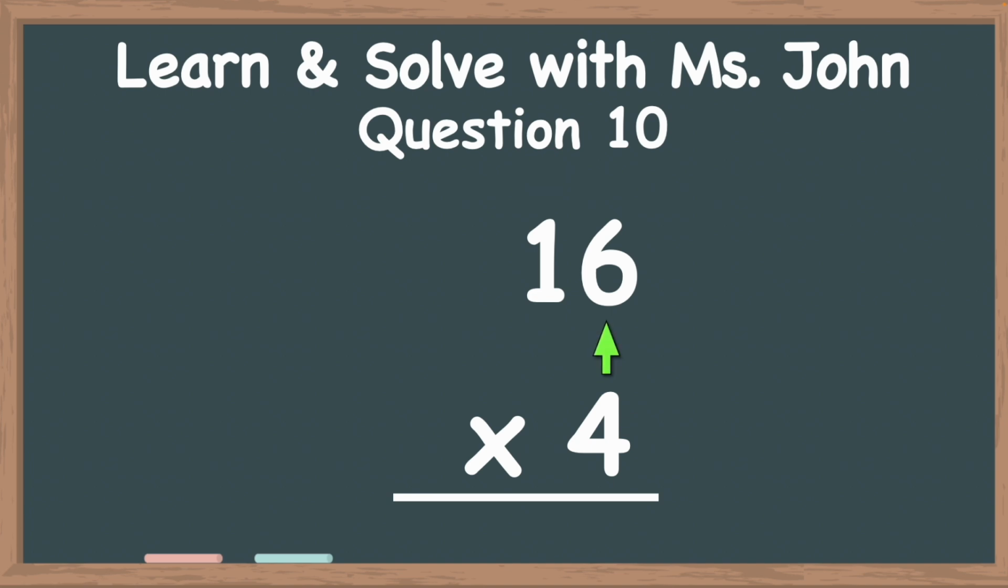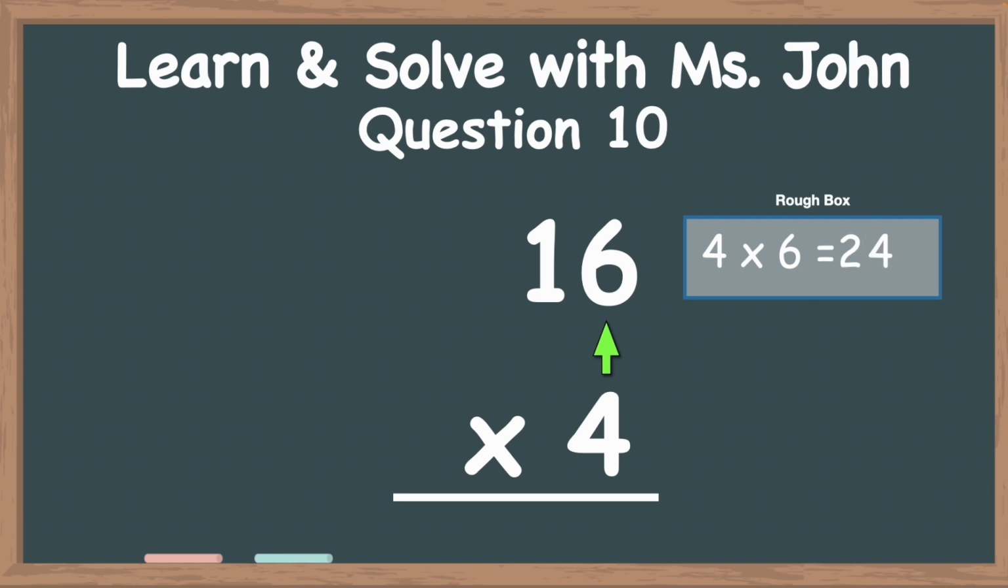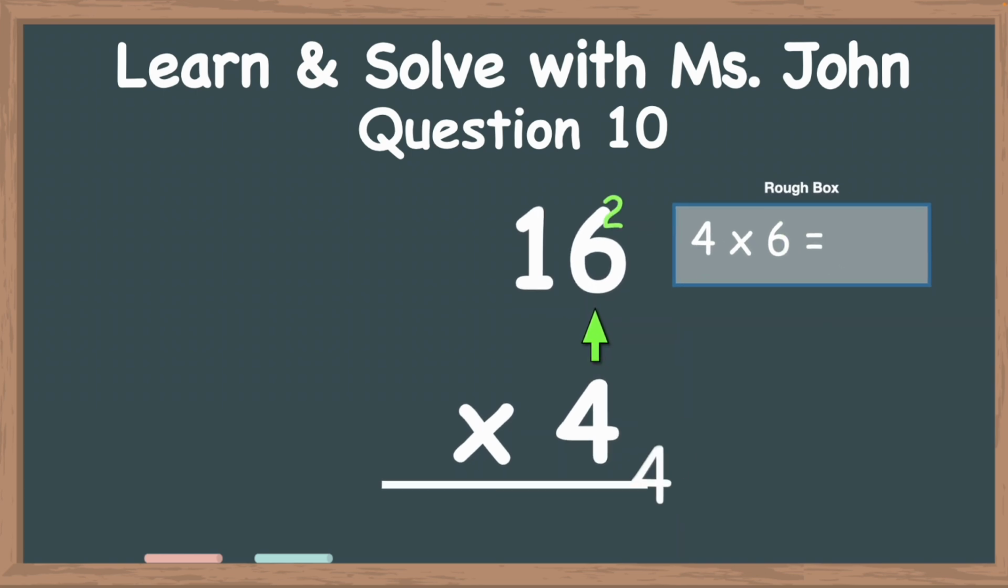The first thing we're going to do is draw a rough box. In this rough box, we're going to write 4 times 6. 4 times 6 equals 24. We'll now need to write 4 in the ones column of the answer section and carry over the 2 in the far left column, also known as the tens column.